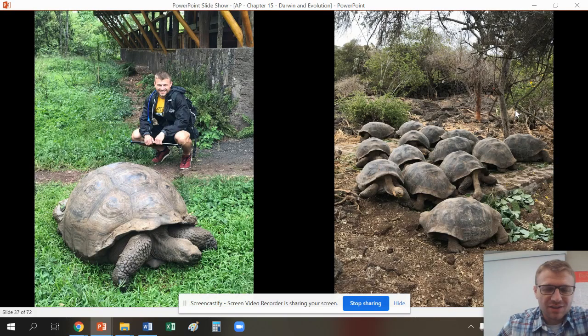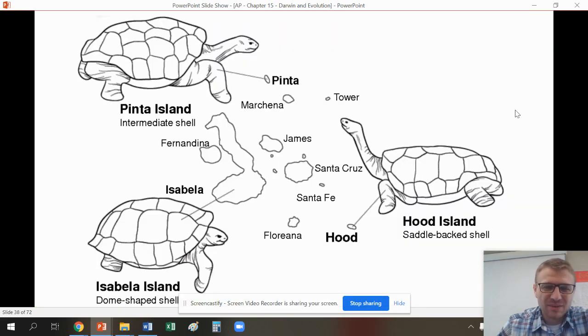These are the Galapagos tortoises. These guys are absolutely just beautiful. You can see me there. I was just grinning from ear to ear. I love these guys. These are so cool. But basically, what Darwin found out was some of the inhabitants of these islands said that they could tell a tortoise from the specific island based on its shape.